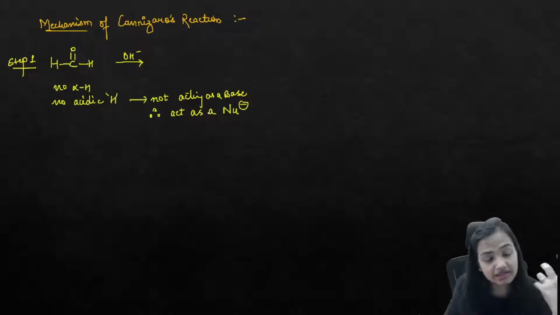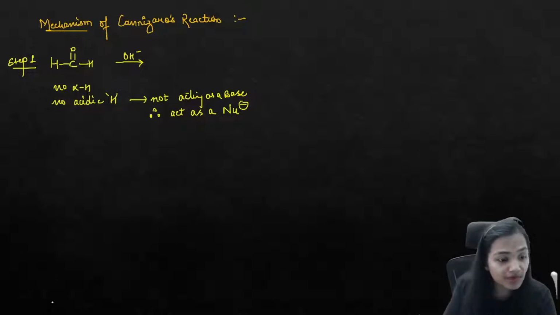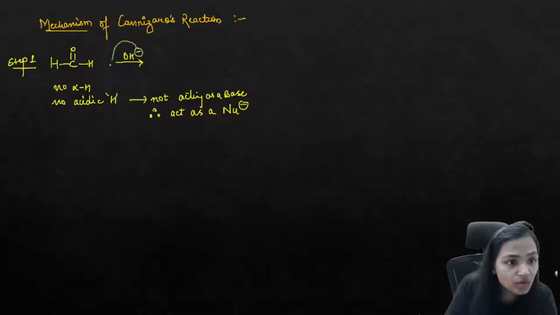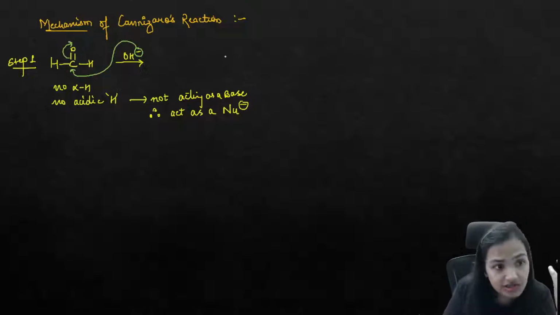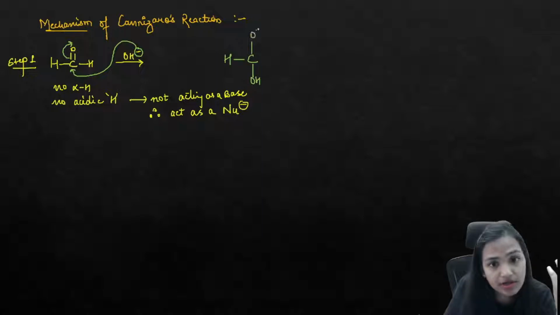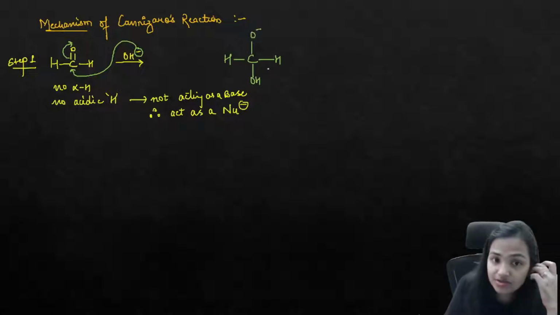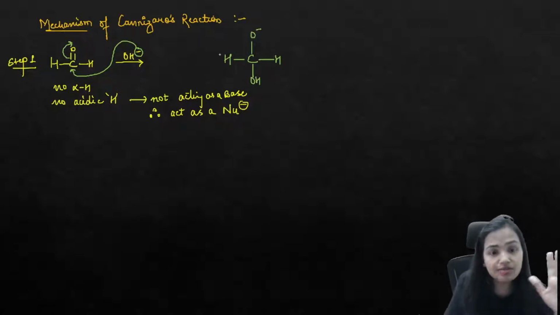So if it is acting as a nucleophile, where would it attack? Now, acting as a nucleophile, this will attack this carbonyl center. This is the electron deficient center, and it does the nucleophilic addition reaction. Ultimately we get the OH, this will become O negative, and this is the hydrogen. So this is the product so formed.